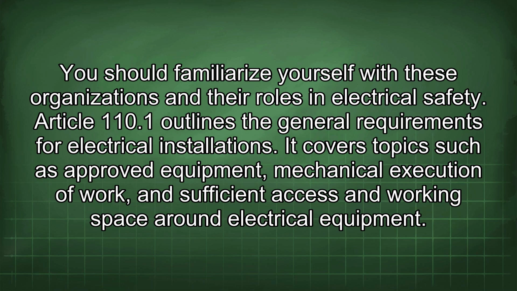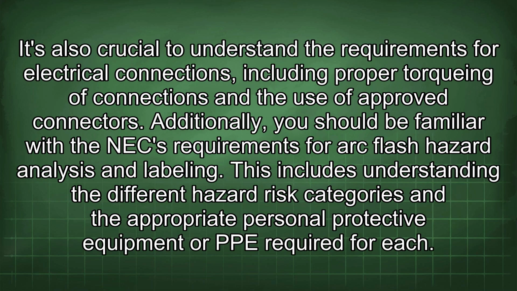Article 110.1 outlines the general requirements for electrical installations. It covers topics such as approved equipment, mechanical execution of work, and sufficient access and working space around electrical equipment. It's also crucial to understand the requirements for electrical connections, including proper torquing of connections and the use of approved connectors. Additionally, you should be familiar with the NEC requirements for arc flash hazard analysis and labeling. This includes understanding the different hazard risk categories and the appropriate personal protective equipment, or PPE, required for each.